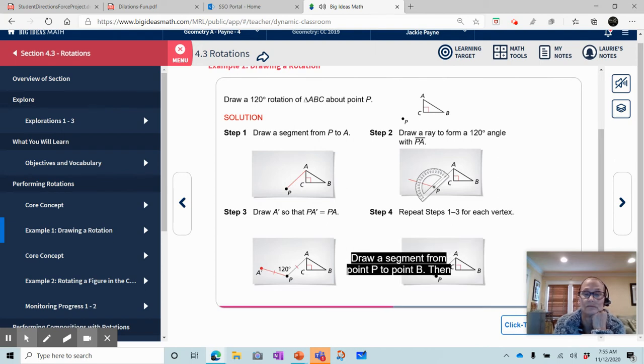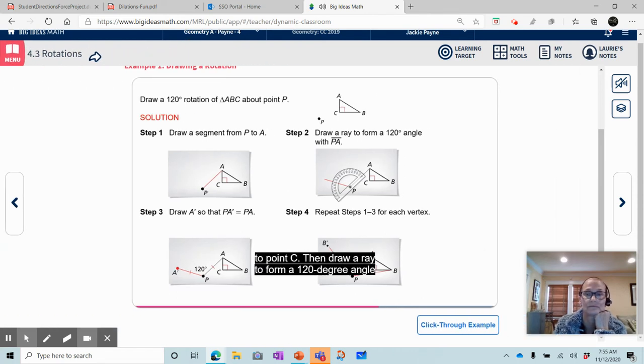Repeat steps 1 through 3 for each vertex. Draw a segment from point P to point B. Then draw a ray to form a 120-degree angle with segment PB. Draw B prime so that PB prime is equal to PB. Next, draw a segment from point P to point C. Then draw a ray to form a 120-degree angle with segment PC. Draw C prime so that PC prime is equal to PC.